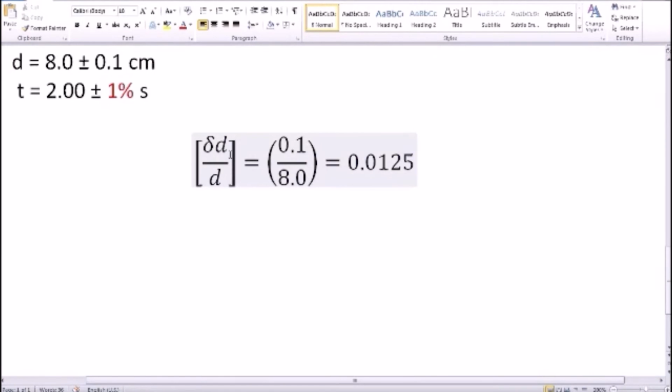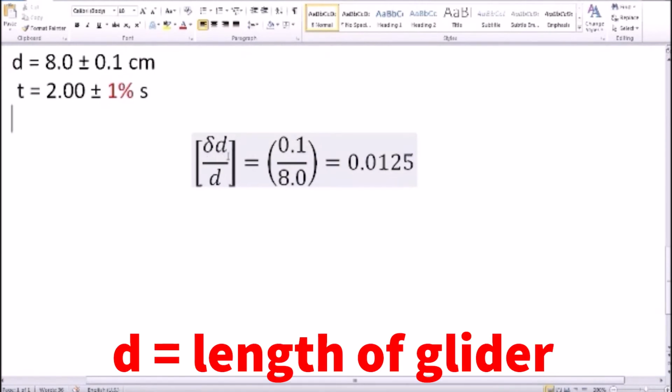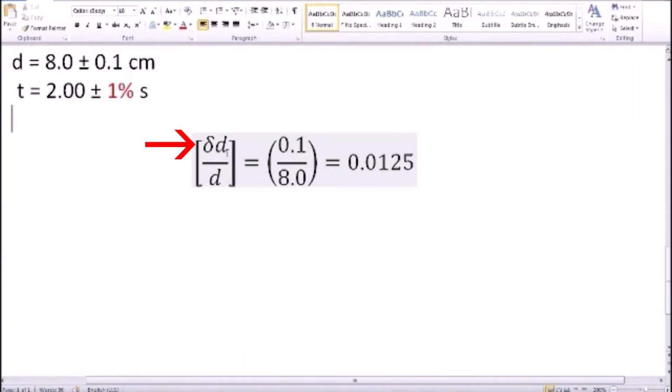So for example, you could try to think of a device that would give you a smaller uncertainty when you're measuring the length of the glider, or you could just use a longer glider, because then your uncertainty would remain the same, but the value would get larger, and that would make your fractional uncertainty smaller.